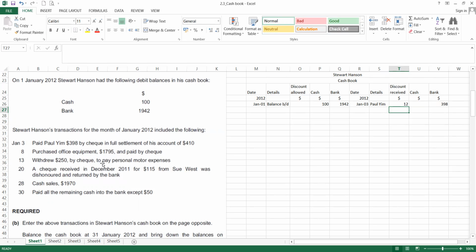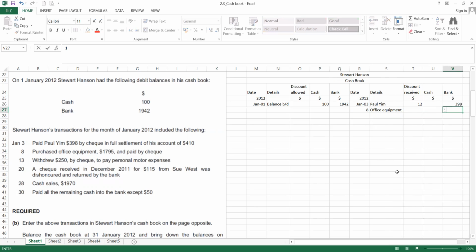Next, on the 8th, purchase office equipment, 1795, and pay by cheque. The moment you see the cheque, this one will be the bank account already. So office equipment, and the amount is 1795. On the 13th, withdrew 250 by cheque. Cheque again, but this one is to pay personal motor. The word personal means drawing account. So always remember personal means drawing account. So we will put in drawing, and the amount is 250.